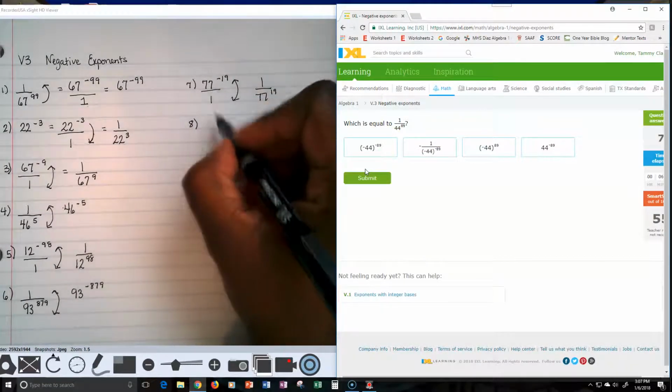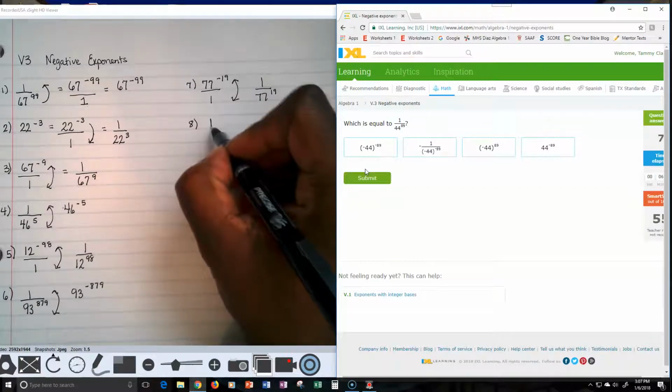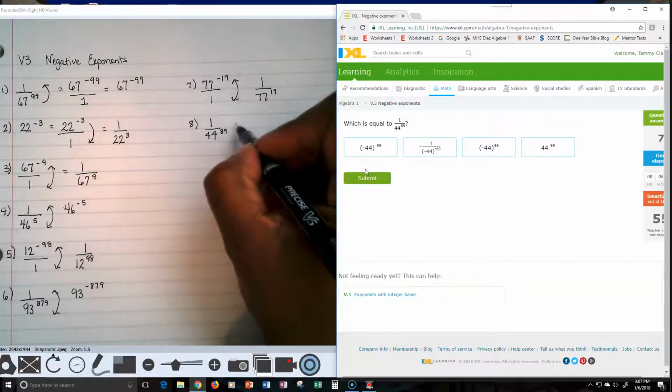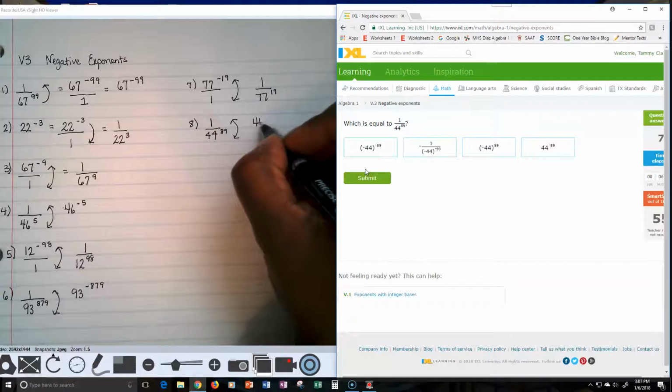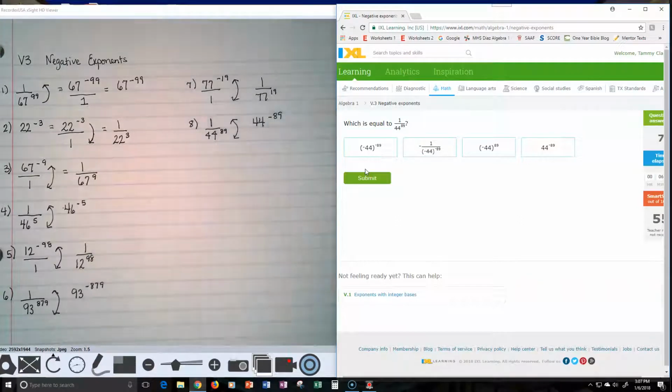Number 8, which is equal to 1 over 44 to the 89th power. Let me just go ahead and flip these over, and I've got 44 to the negative 89th power. Well, this is almost correct, but they made the base negative. That's not what we're supposed to do.